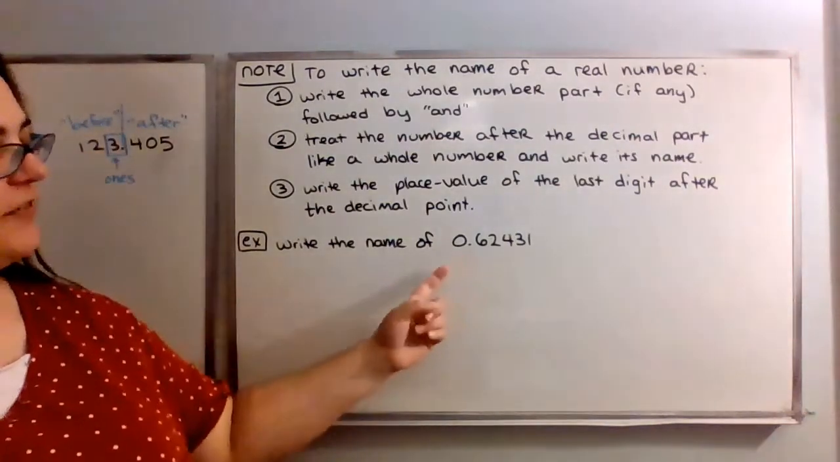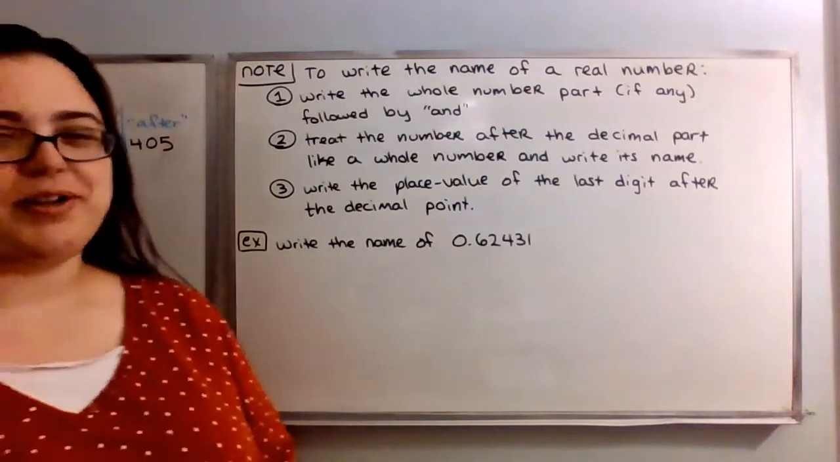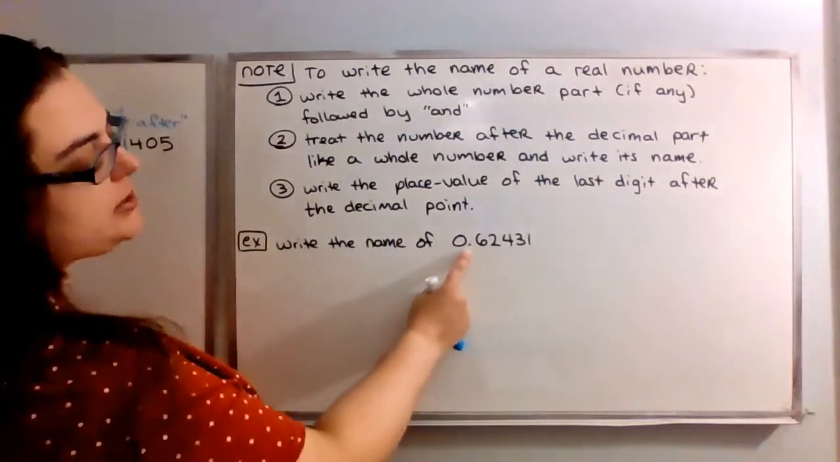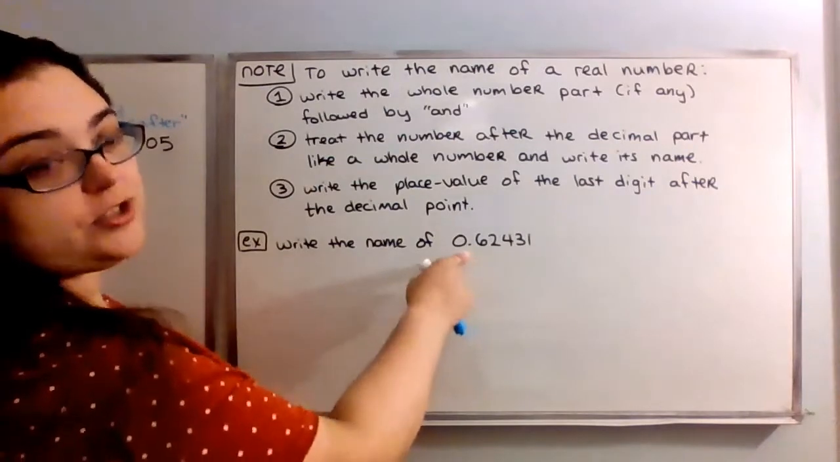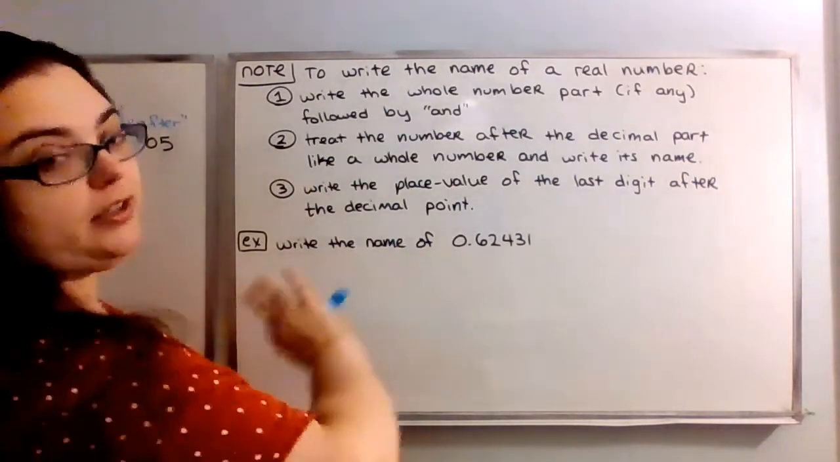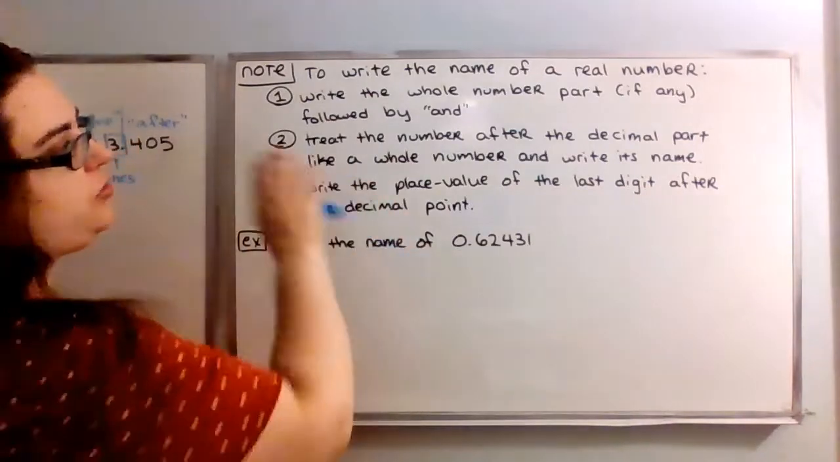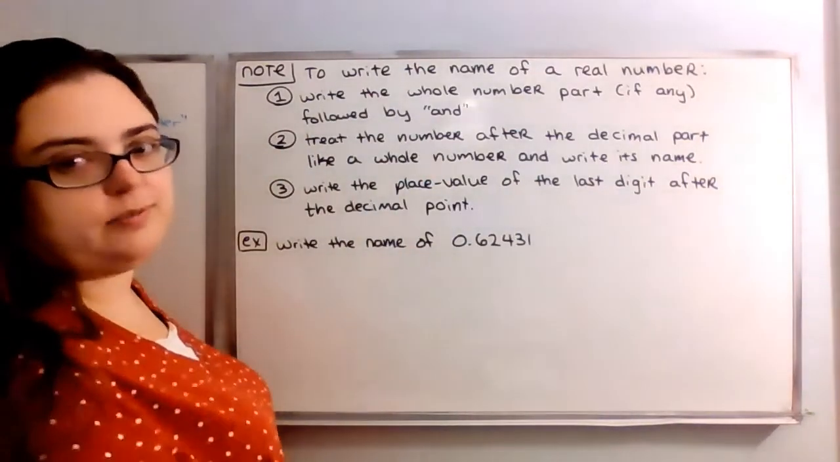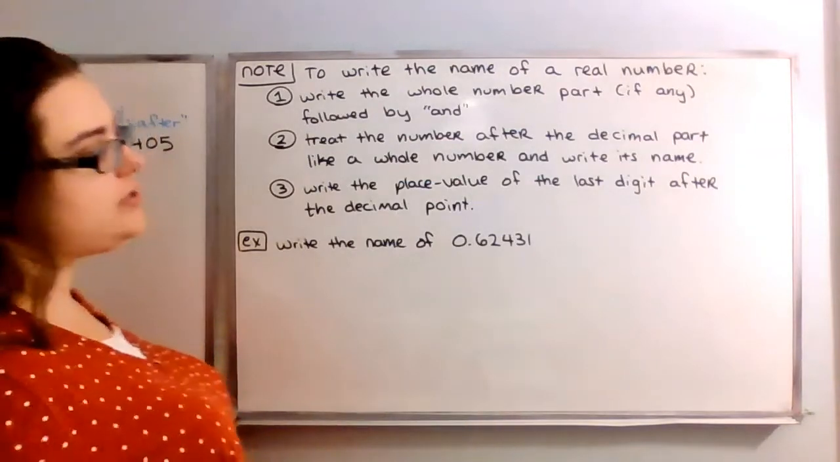So we're going to write the name of 0.62431. To begin with, notice that there's no whole number part because this starts out with 0 point. When you have a number that starts with 0 point, you just ignore this first part because there's no whole number. We don't say 0 and. We just say whatever the decimal is.